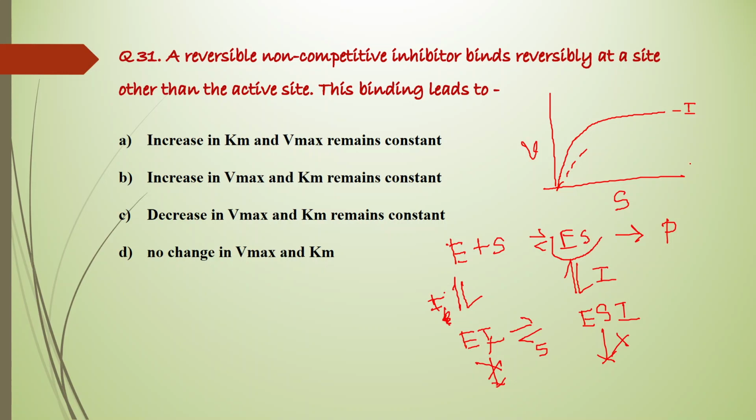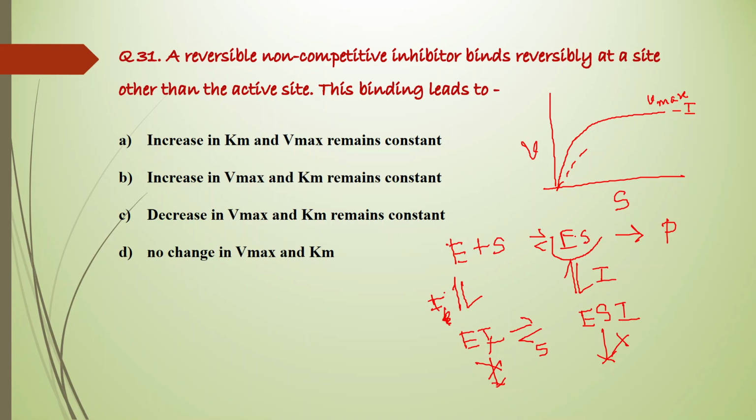Now, what would happen to the final velocity? This is your Vmax. What should happen to the final velocity? If you look at this mechanism again, you can see the total enzyme concentration is never available to the substrate. Even if the substrate interacts with the enzyme, the inhibitor can still come and deactivate this enzyme substrate complex and no longer give you the product.